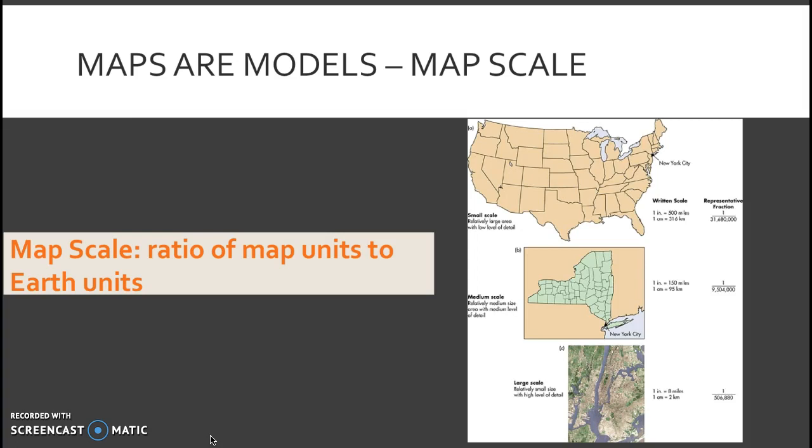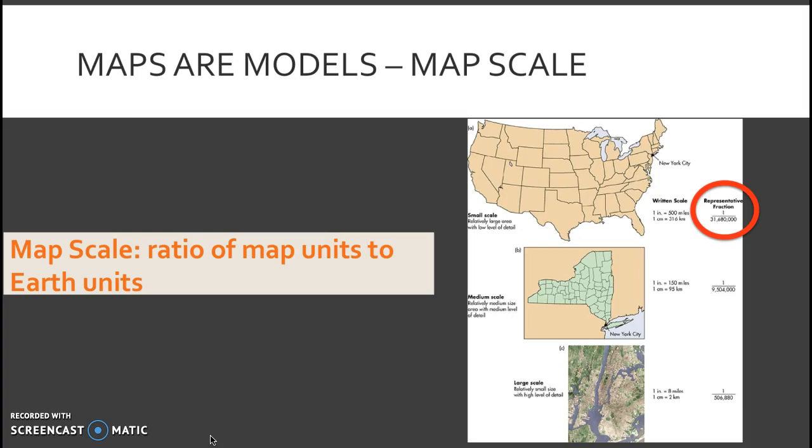Map scale refers to the areal extent that is represented. It's a ratio of map units to Earth units. So look at the map scale for the upper image, the contiguous United States, shown here as a fraction, 1 to 31,680,000. If you measured 1 inch on the map, that would represent 31,680,000 inches on the surface of the Earth. And it would be the same for centimeters, millimeters. There are no units listed because it's understood that as a ratio, the units are the same.